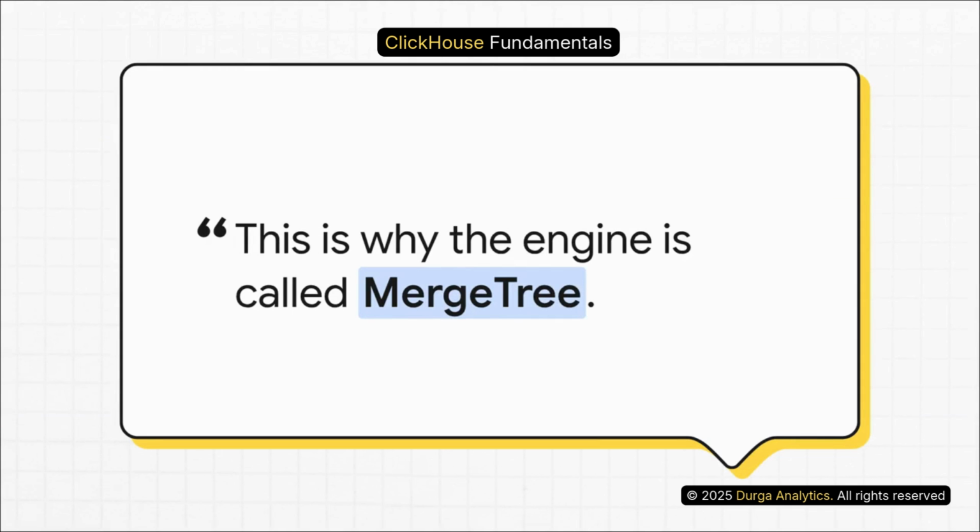And that continuous background process of merging smaller data parts into larger ones, that's not some random feature. It's the core function. In fact, it's exactly why the most common table engine in ClickHouse is called MergeTree. The name says it all.